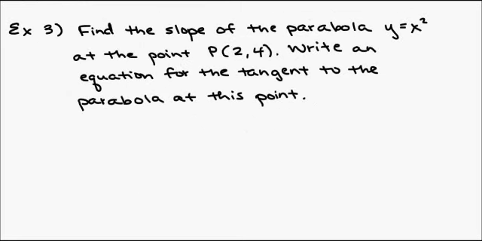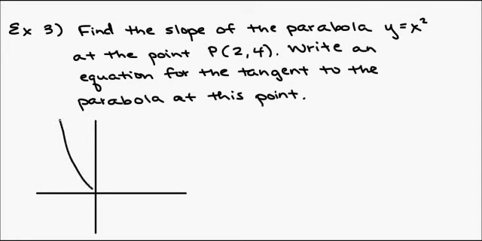Example 3. Find the slope of the parabola y equals x squared at the point (2, 4). Write an equation for the tangent to the parabola at this point. So first thing I want to do is graph this. It's a pretty easy graph. This is our default parabola, we'll call it. So there's a point at (0, 0) here, and (2, 4) would be like here.